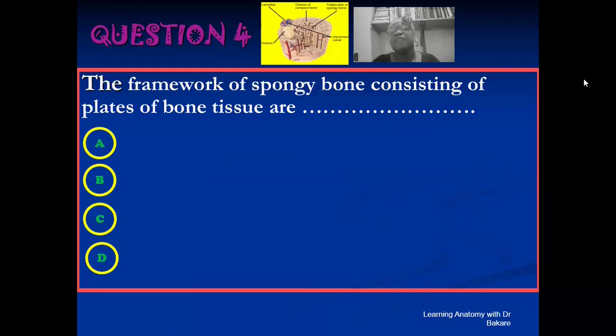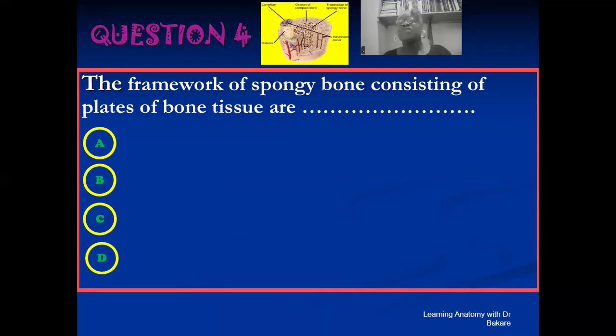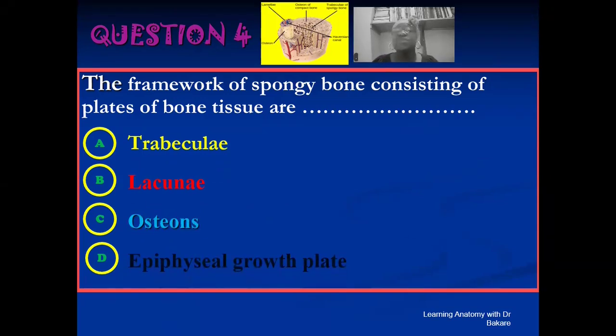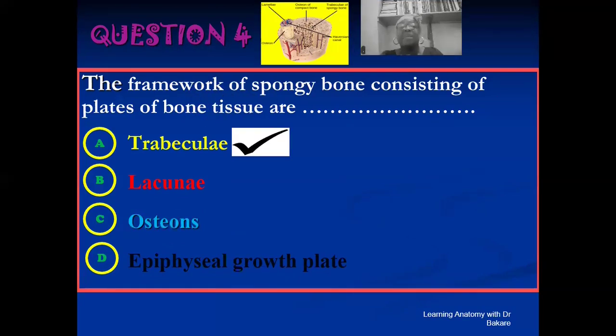Now let's look at the fourth question. The framework of spongy bone consisting of plates of bone tissue, are they referred to as trabeculae? Are they referred to as lacunae? Are they referred to as osteons? Or are they referred to as epiphyseal growth plates? For the spongy type of bone, the framework of bone tissue is referred to as trabeculae. This is the specific name given to the irregular arrangement of bone tissue seen in the spongy type of bone.